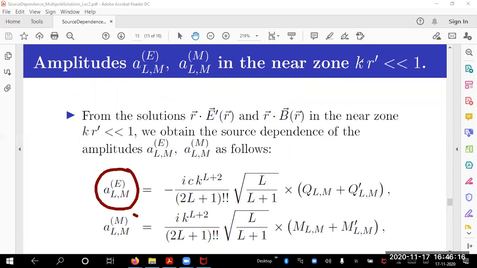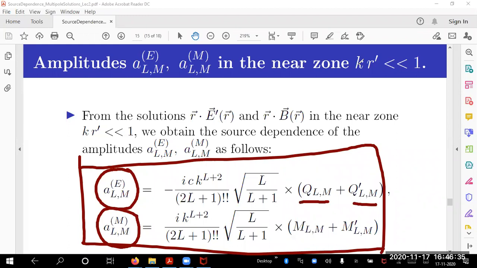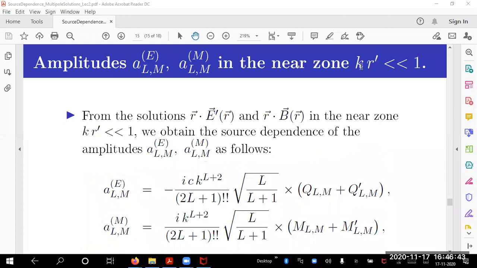We get to know what AE of LM and AM of LM are. I am just writing it. It looks complicated, but unfortunately you have to memorize this. Why? I will tell you. So I will write what the source dependence of the amplitudes is. What I do not know is what QLM and Q prime LM are, as these are new definitions. So I have to keep repeating this so that it will get back to you. So I am going to write this.